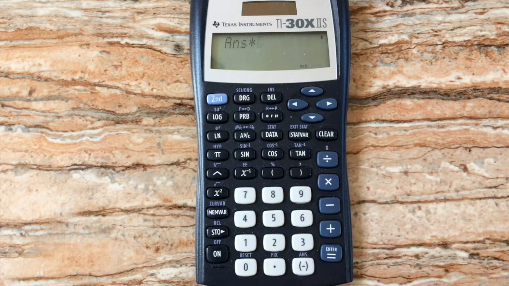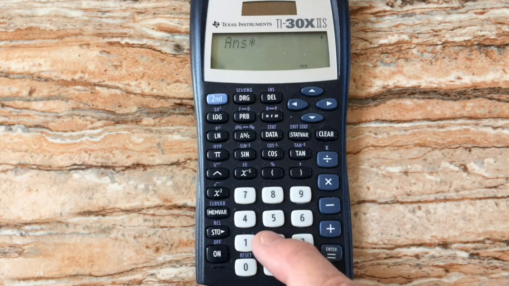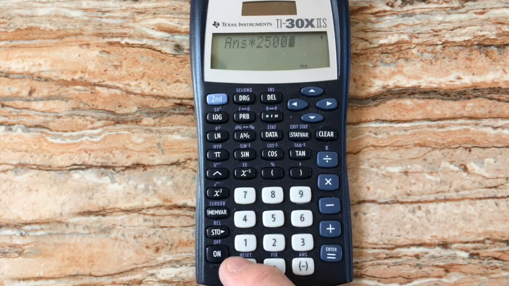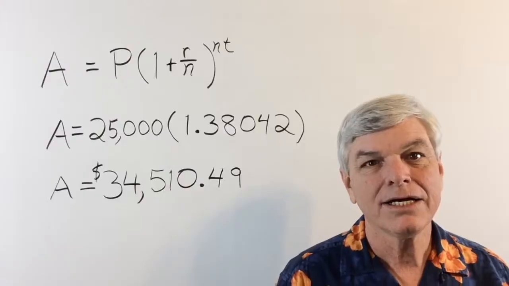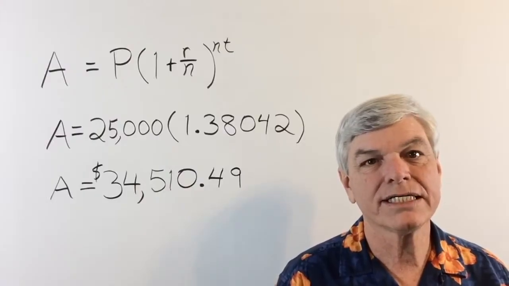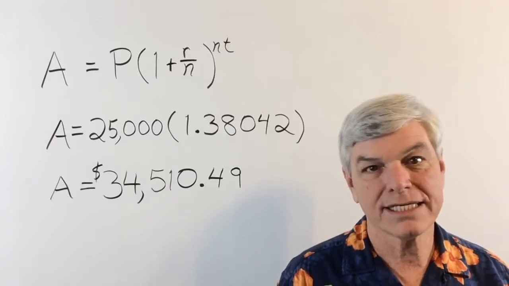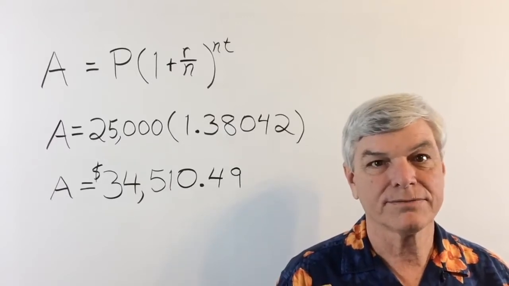Multiply that times 25,000. Hit the enter button. That button is called the enter button or the equal button. Although on the graphing calculator it says enter, it does not say equal, but it works in the same manner. $34,510.49. And that is our answer.